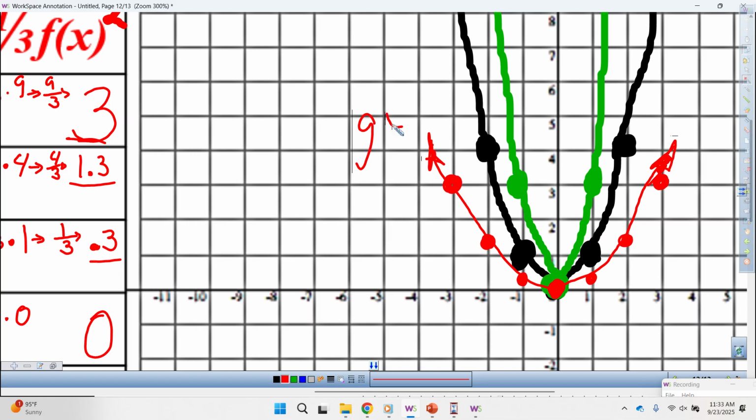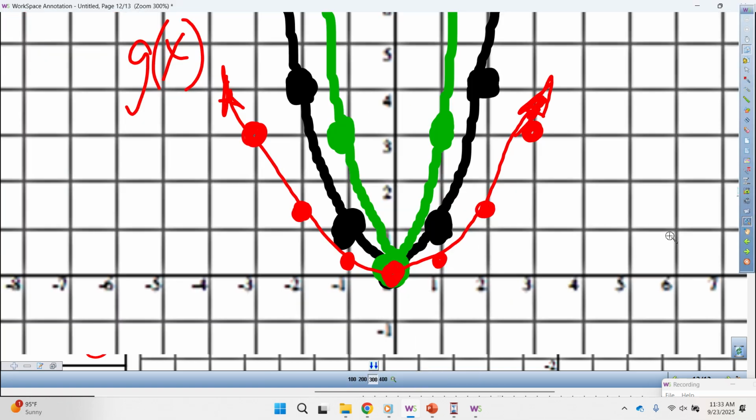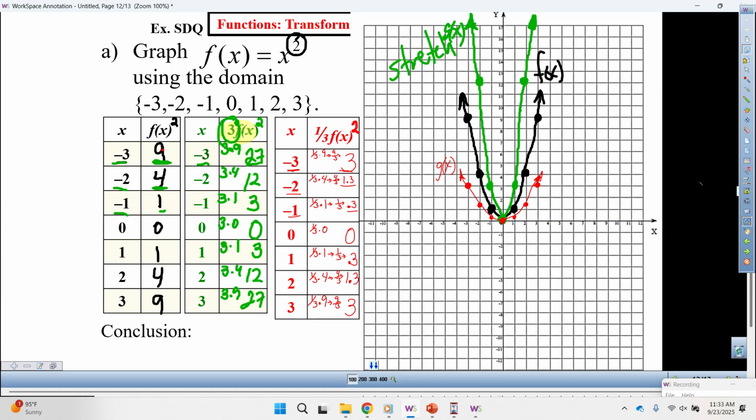Label that g of x. Let me zoom out. And according to Geo, he said that it was going to what? What was the word he used? Shrink, yes? All right. So, stretch. This one, we can write the word a little bit more proper. Compress. It compresses to a smaller graph.